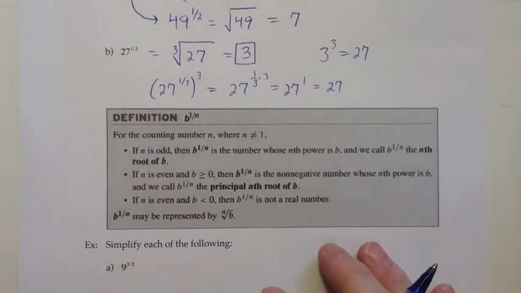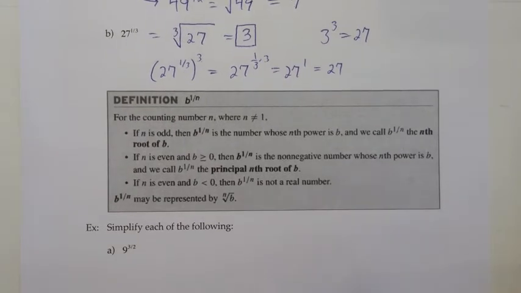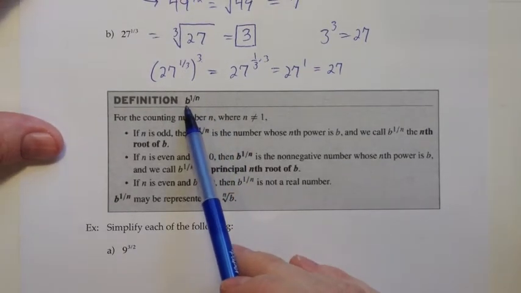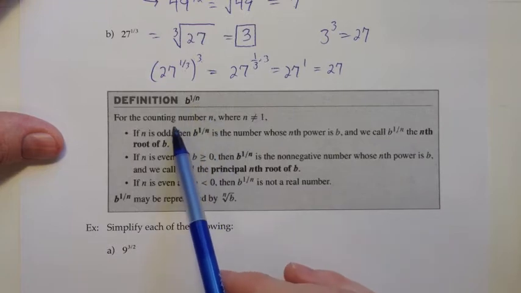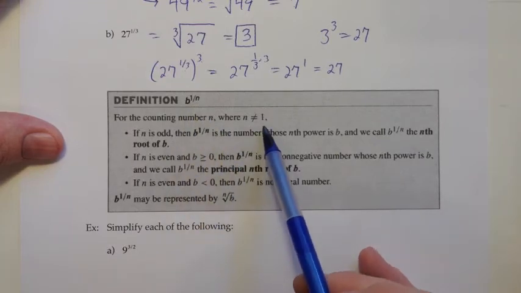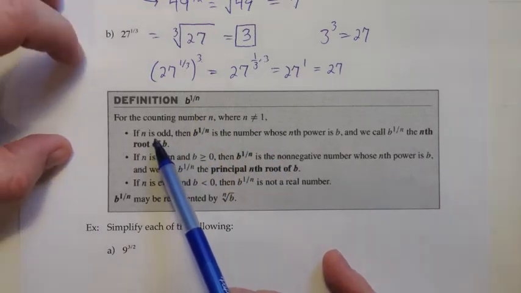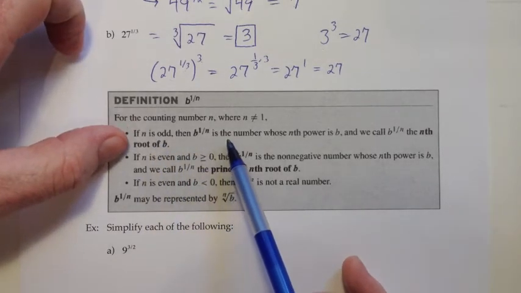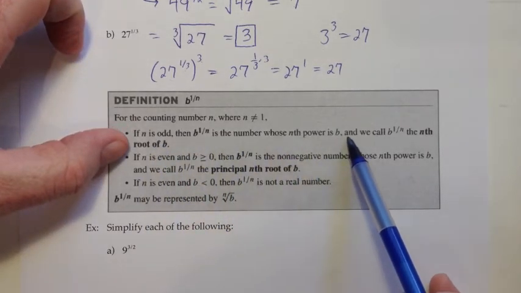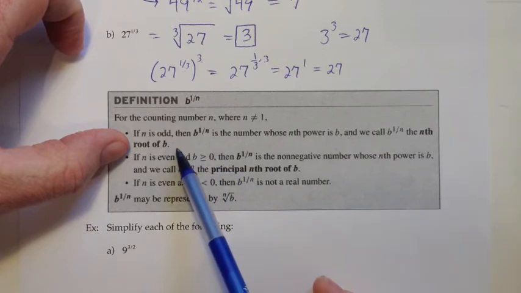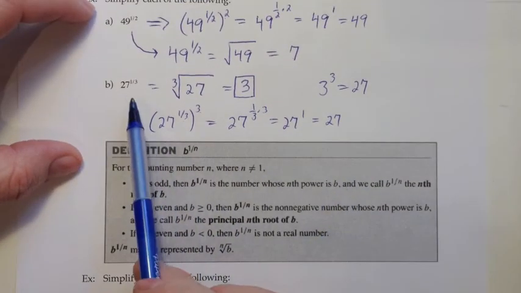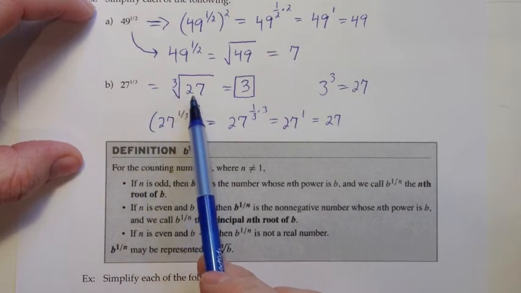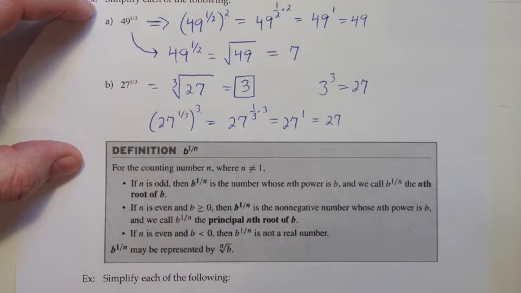But here's a summary of what I'm claiming here. If you have b raised to the 1/n, where n is some counting number and not 1, then if n is odd, then b to the 1/n is the number whose nth power is b, and that's called the nth root of b. So again, our example there is if we have a 1/3, that is the 3rd root or cube root of 27.